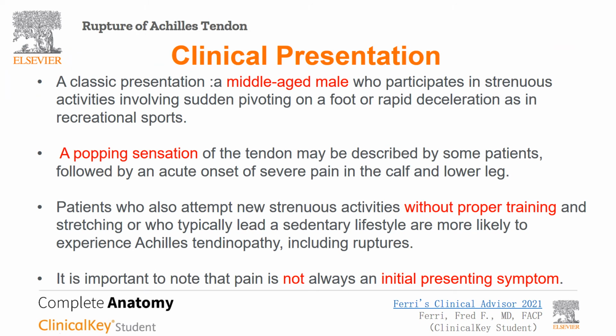Clinical presentations. A classic presentation is a middle-aged male who participates in strenuous activities involving sudden pivoting on a foot or rapid deceleration, as in recreational sports. A popping sensation of the tendon may be described by some patients, followed by an acute onset of severe pain in the calf and the lower leg. Patients who attempt new strenuous activities without proper training and stretching, or who lead a sedentary lifestyle, are more likely to experience Achilles tendinopathy, including ruptures. It is important to note that pain is not always an initial presenting symptom.